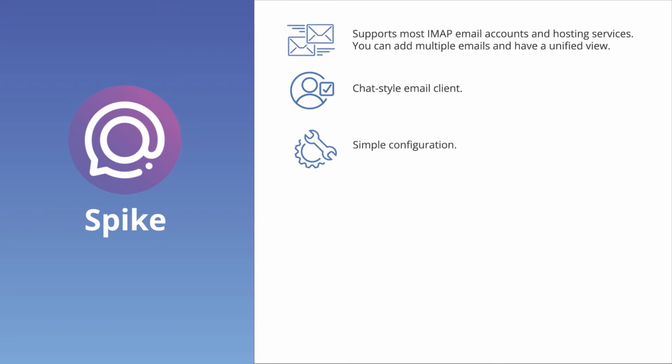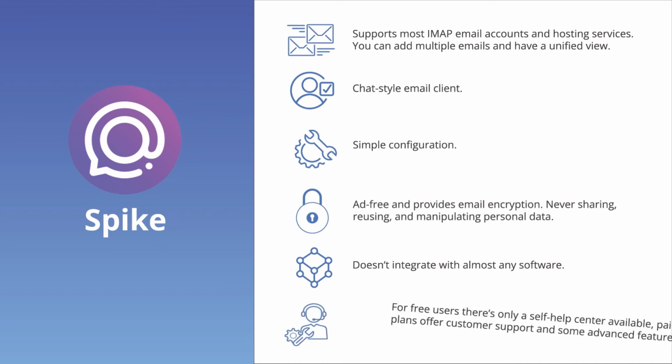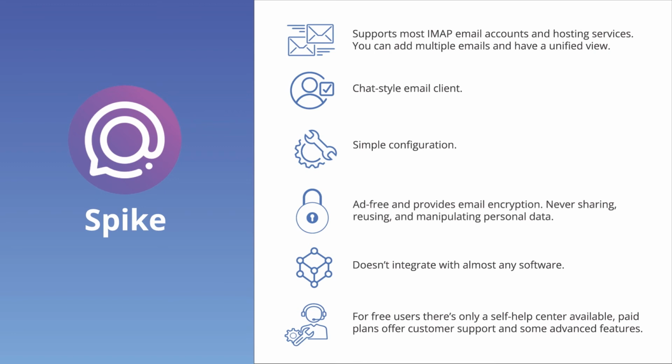It identifies your email provider automatically and allows you to change your profile name and picture upon installation. Spike is ad-free and provides email encryption. It is also adamant about never sharing, reusing, and manipulating personal data. Aside from built-in features such as notes, tasks, and calendar, Spike doesn't integrate with any other software. For free users, there's only a self-help center available, but the paid plans offer customer support and some advanced features.